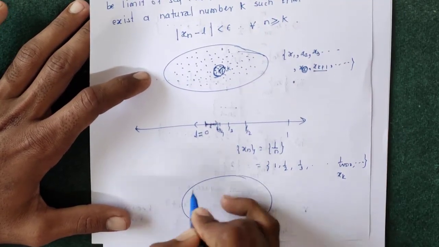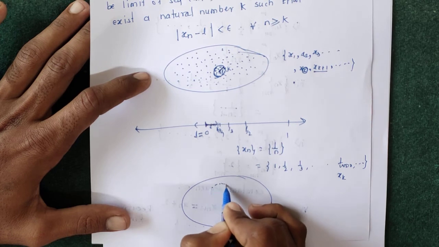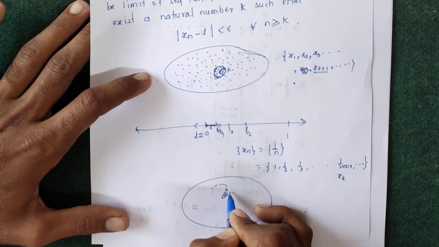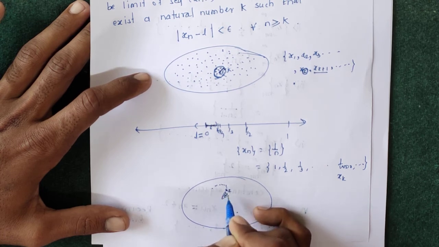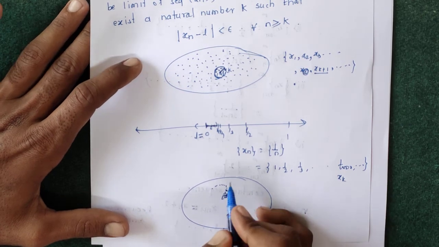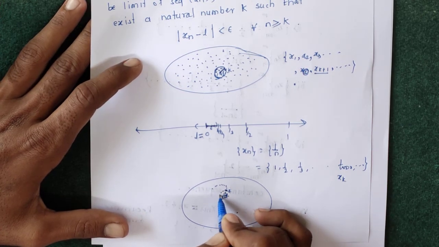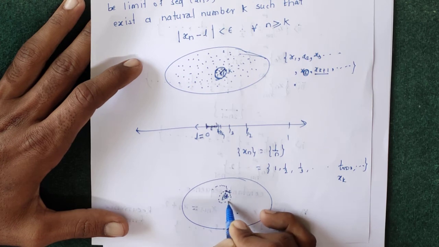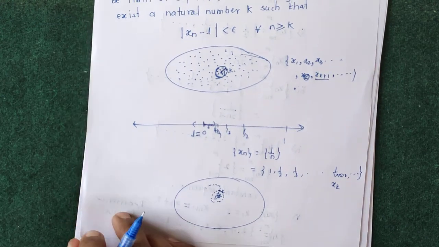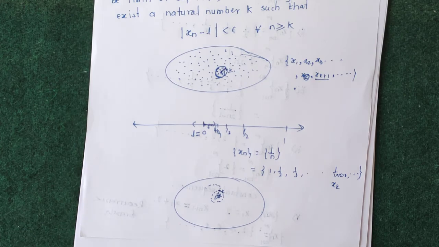Suppose this is a sequence, we will take another example. Suppose this is a sequence of real numbers and all the elements are here, after this k all the elements lie very close to this point, then we say that this L is the limit of this sequence, because after this k all the elements lie in the epsilon neighborhood of L. This is the definition of the limit of a sequence.